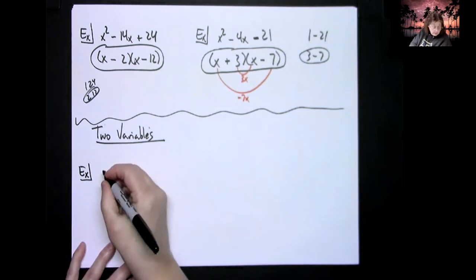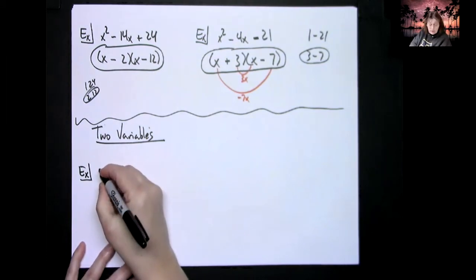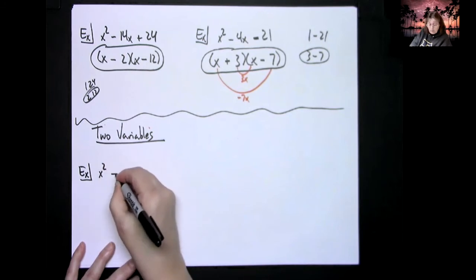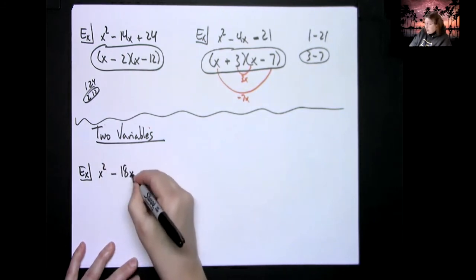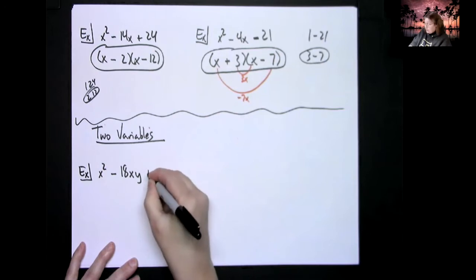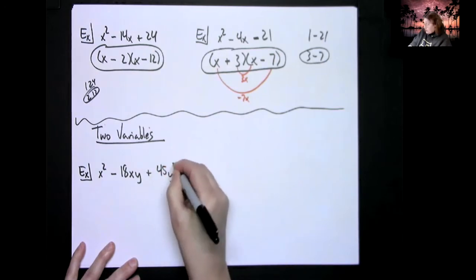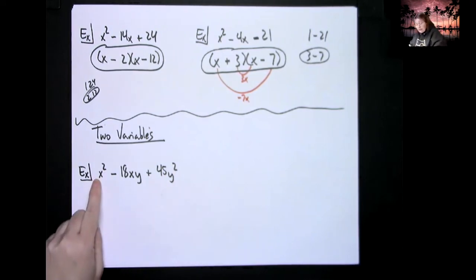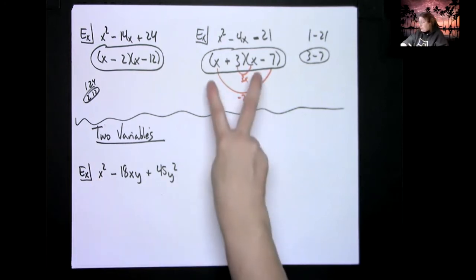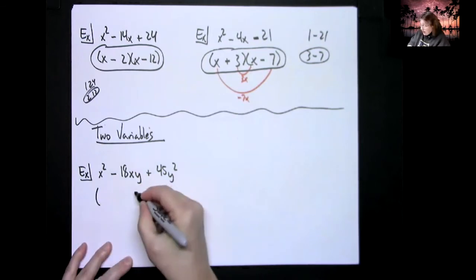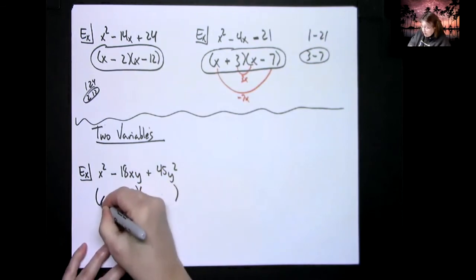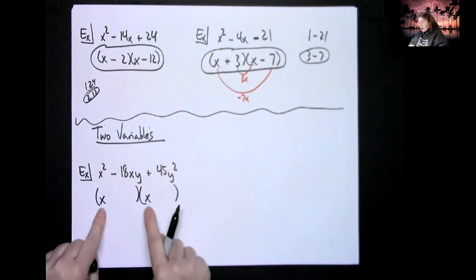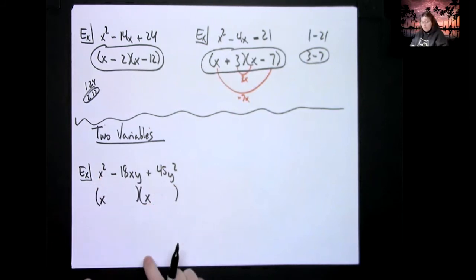So I could have something like, let's say, an x squared minus 18xy plus 45y squared. Now I got 2 sets of variables. I got x's, I got y's. But I still have a leading coefficient of 1. So that means my first terms aren't going to change. I'm still going to factor into 2 binomials. I know I have an x and an x, because x times x is x squared on my first terms.